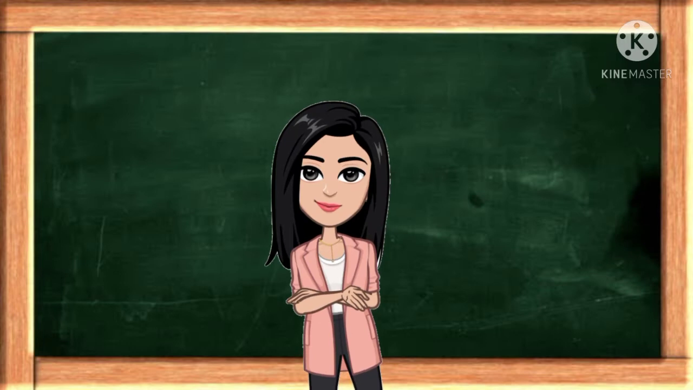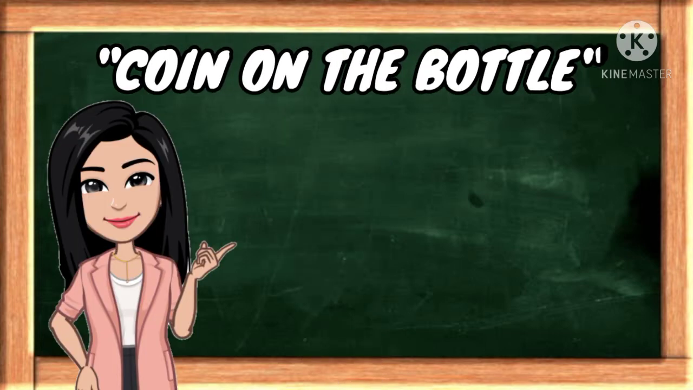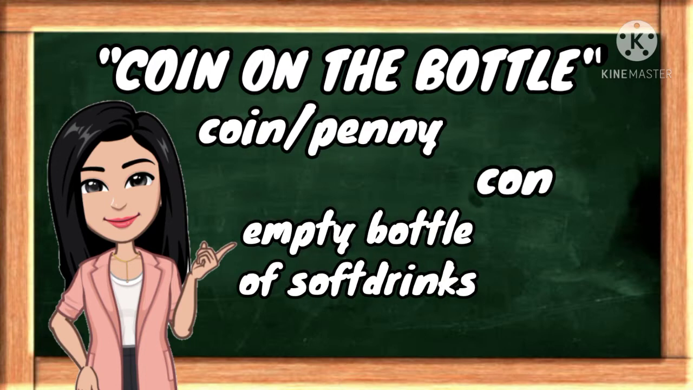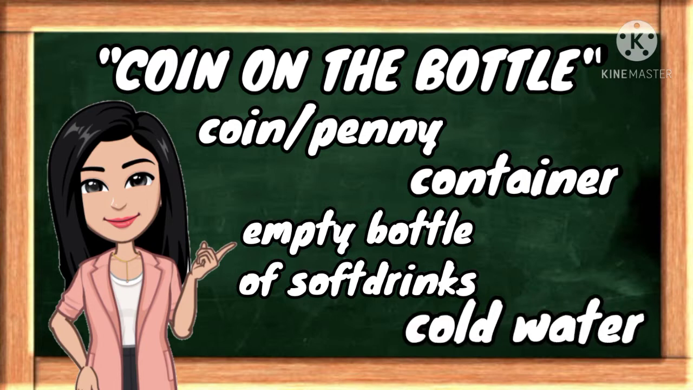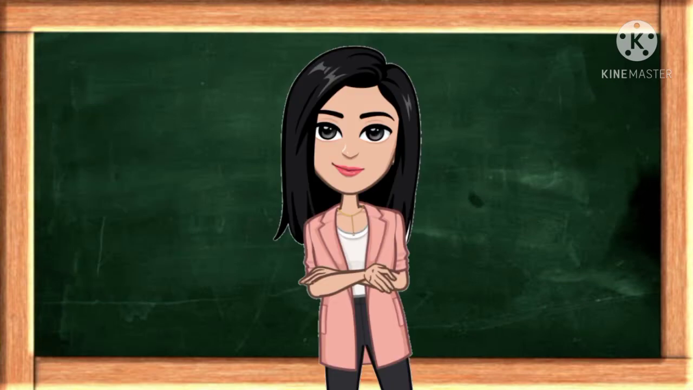Now you are going to perform an activity or an experiment of a simulation of convection heat transfer. This activity is called coin on the bottle. The materials you need are a coin or penny, an empty bottle of soft drinks, a container, and cold water. So now if you are ready, here are the procedures.